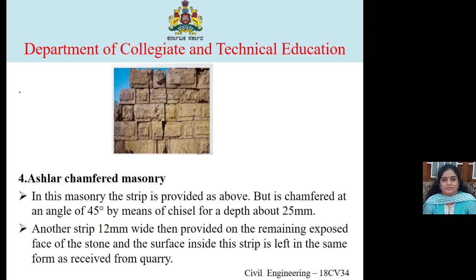So what it says is, in this masonry the strip is provided as above, that is around the perimeter of the stone, but it is chamfered at an angle of 45 degrees by means of chisel for a depth of about 25 mm. That is, the depth is 25 mm at a 45 degree angle. Another strip 12 mm wide is provided on the remaining exposed face of the stone, and the surface inside the strip is left in the same form as received from the quarries.